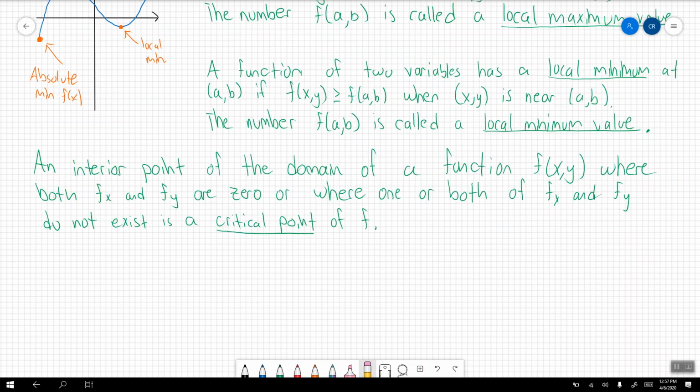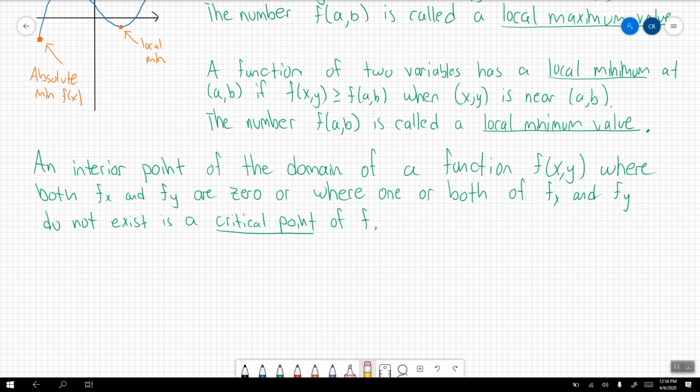So here's the definition that we're working with. It says that an interior point of the domain of a function f of x, y, where both partial derivatives, f partial of x and f partial of y, are 0, or where both of the partial derivatives do not exist, is going to be known as a critical point. So what we want to do is work with this, that way we can find these critical points that we're given.